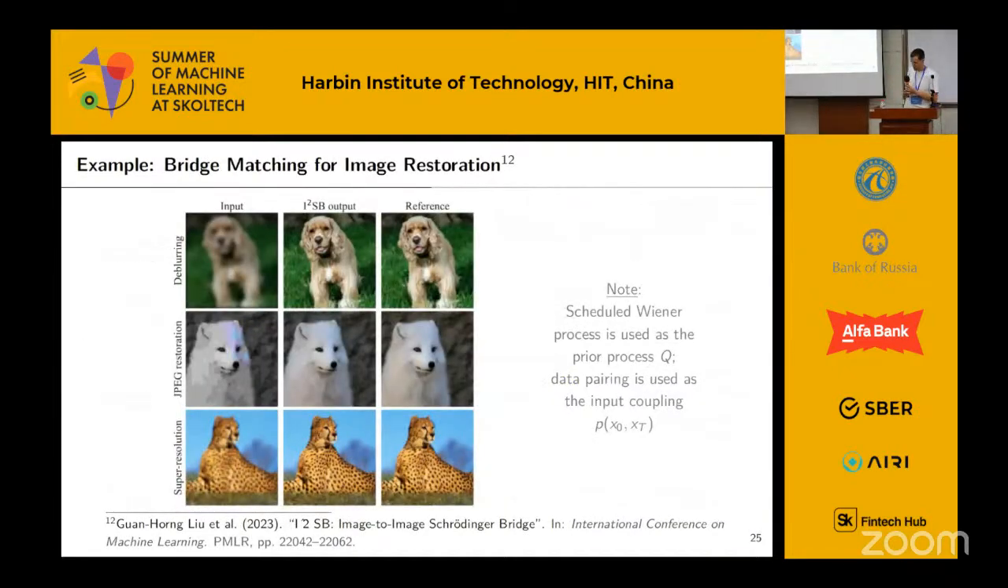Okay, so let's basically talk about how these models actually work in practice. So a short story is they work quite well. Such diffusion bridge models, yeah.